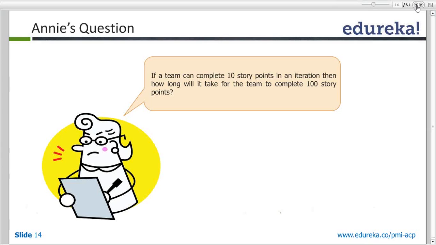So does that help? That helps you plan. I could not get the question. Could you just repeat once more? Okay. So if a team can complete 10 story points in an iteration, then how long will it take for the team to complete 100 story points?